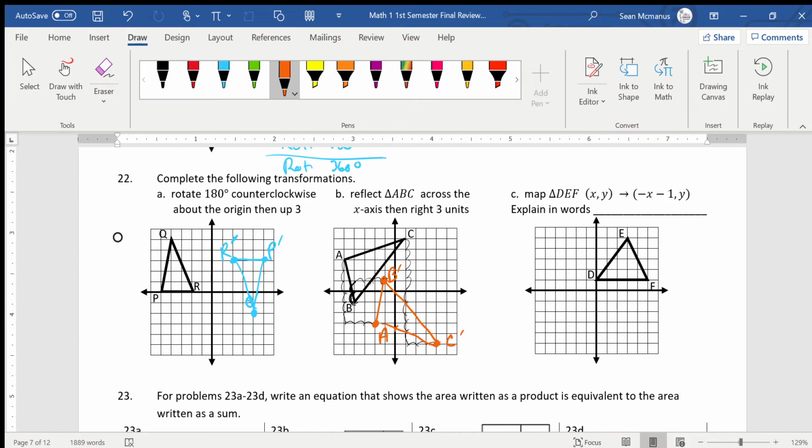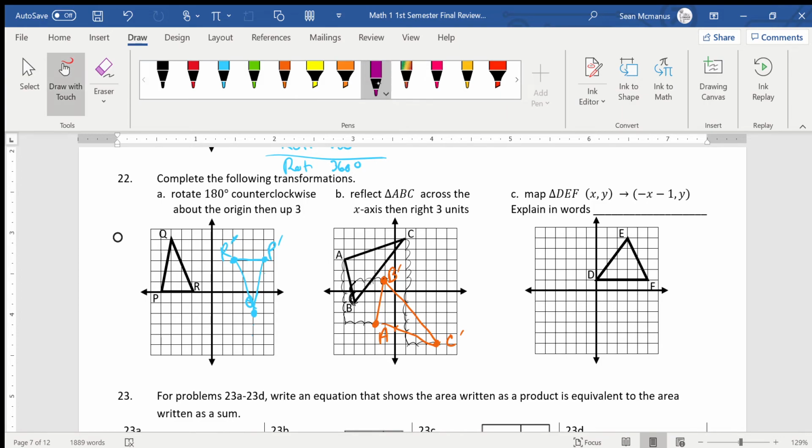And again, remember, these are multiple choice, so you're going to have to be able to do what I just did and then look at probably a choice of 4 and figure out which one is correct. So C, map this triangle DEF with the given rule. So negative x minus 1, y. Oh geez, this is a tough one. So the y stays the same, so that's a good thing.